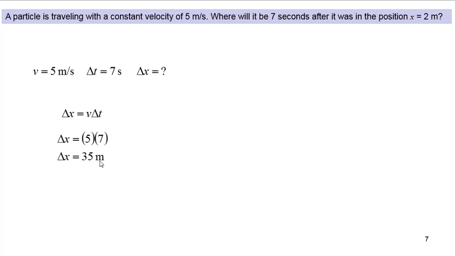Now that I know the displacement is 35 meters, I can figure out where it will be if it started at a position of x equals 2. This is my x initial, so that's what I plug in for x initial, and x final is what I'm trying to solve for.